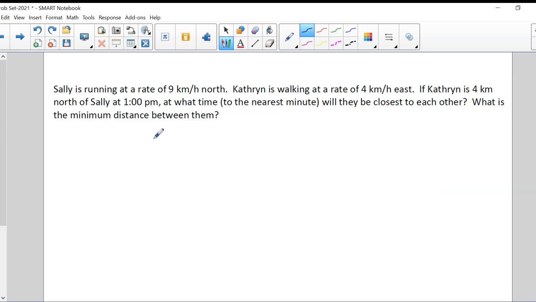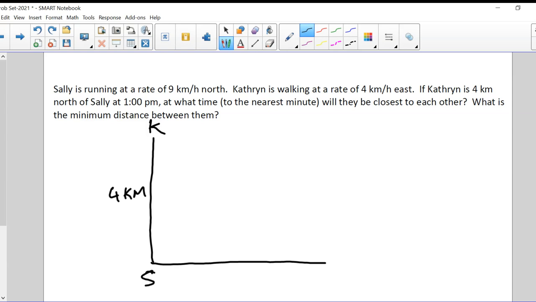Okay. So we did a question like this before, but I have no objection to us doing it again. So we label the two people looking something like that, where Catherine is 4 kilometers north. So let's put this as being K for Catherine and S for Sally, right? And this is at the beginning at 1 p.m. And this is a 4 kilometer distance here. All right. And so Sally is the one who's running at a rate of 9 kilometers north.